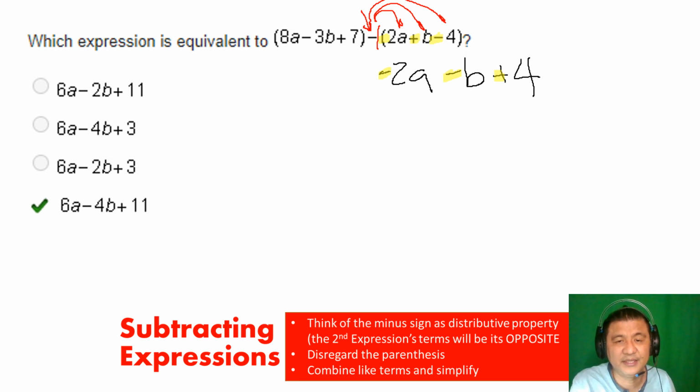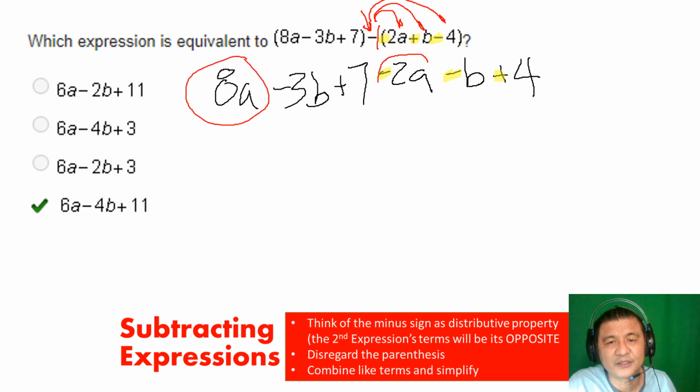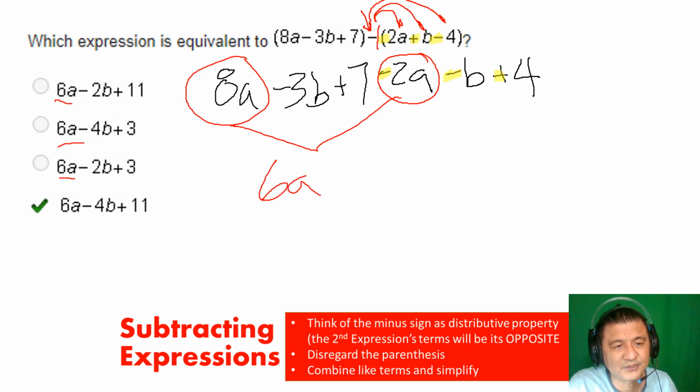All right. So next, simply copy down the remaining. No change on the first expression because they're all simply positive. Okay, now combine like terms. 8a and negative 2a is a 6a, right? All of them have the 6a, so we're good.